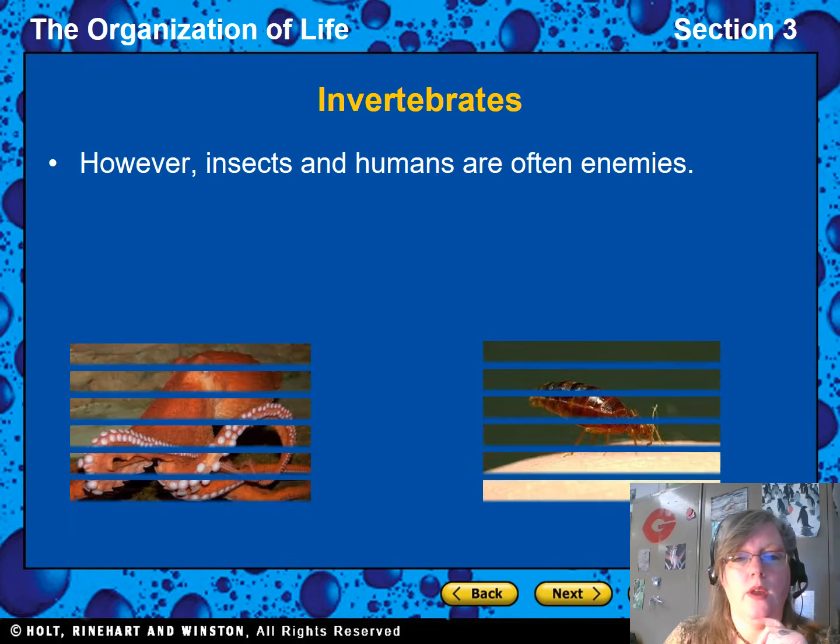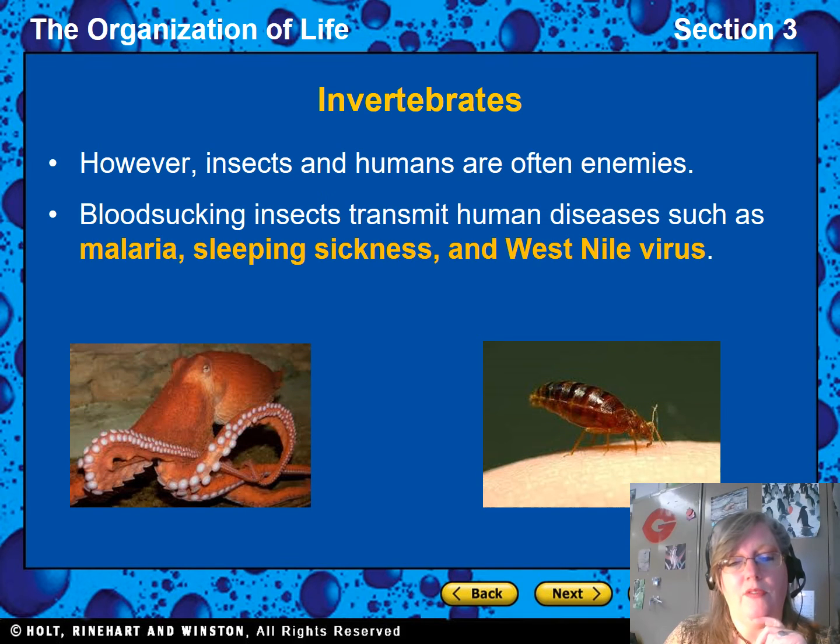All right, so humans and insects, though, are often enemies. I think it's a mosquito or a bed bug. I don't know what that is, but it's horrible. So you got malaria, sleeping sickness, West Nile virus.